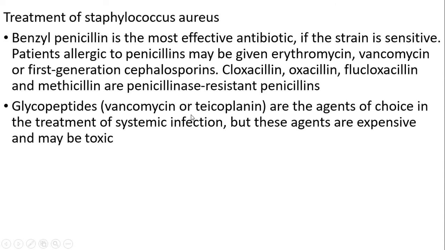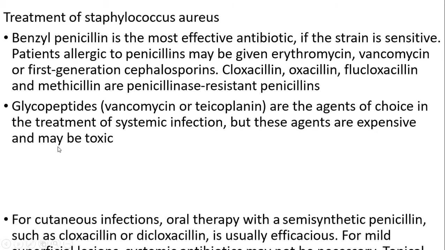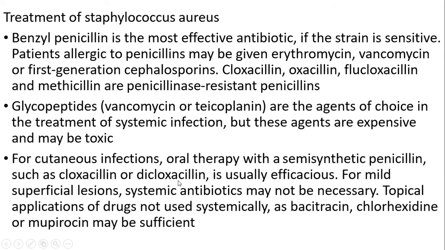Glycopeptides, vancomycin and teicoplanin, are the agents of choice in treatment of systemic infection, but these agents are expensive and may be toxic. For cutaneous infections, oral therapy with semi-synthetic penicillins, cloxacillin and dicloxacillin, is usually efficacious. For mild superficial lesions, systemic antibiotics may not be necessary. Topical application of drugs not used systemically, such as bacitracin, chlorhexidine and mupirocin, may be sufficient.